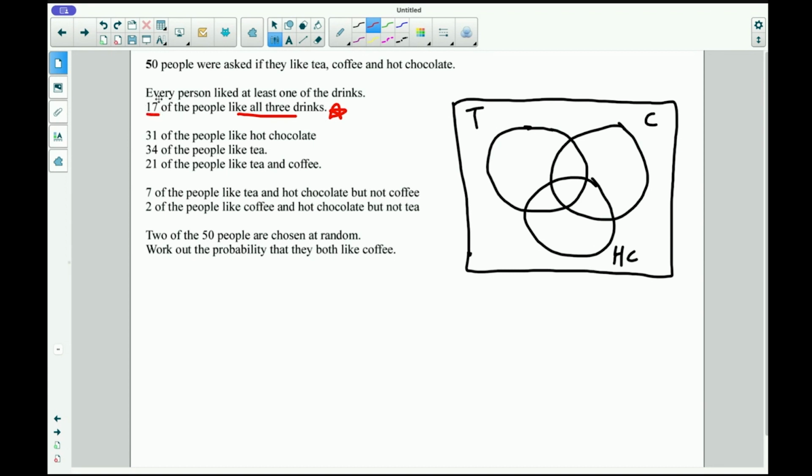So we know that every person liked at least one of the drinks. So there's going to be nobody here that doesn't like at least one of these. Okay, so sometimes in more difficult questions, you're going to have one person out here, or X number of people, or whatever is on the outside. But we're going to start in the middle at 17. So the 17 people like all three.